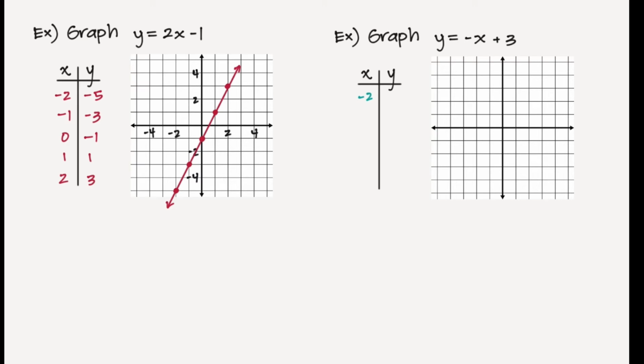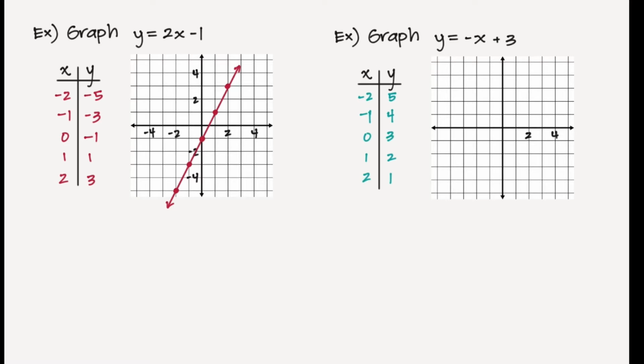So let's do this again. I'm going to use the same 5 points, -2, -1, 0, 1, and 2. So -2 is +2 plus 3 is 5. -1 is +1 plus 3 is 4. And then 0 plus 3 is 3. 1 is -1 plus 3 is 2. And 2 is -2 plus 3 is 1. So there we go. I have my 5 points.